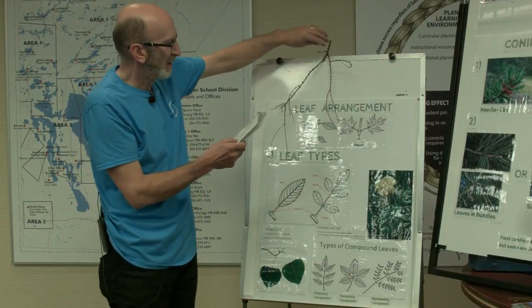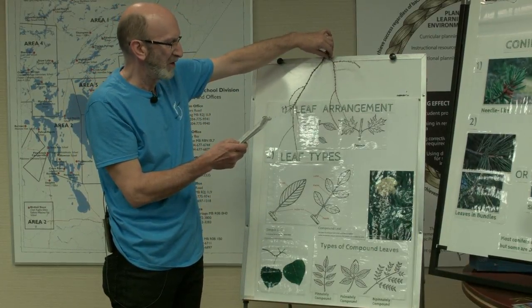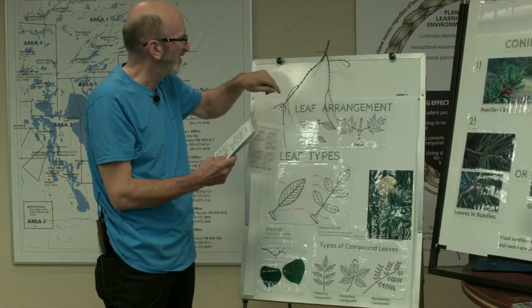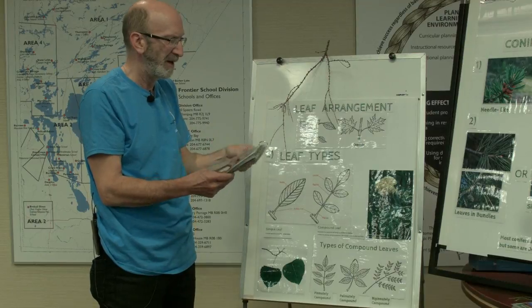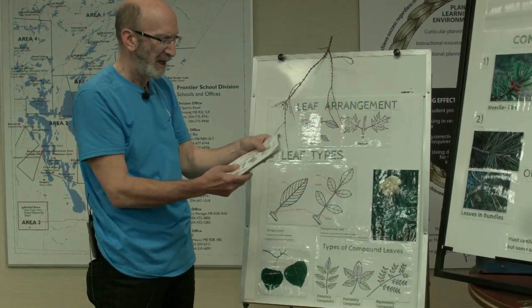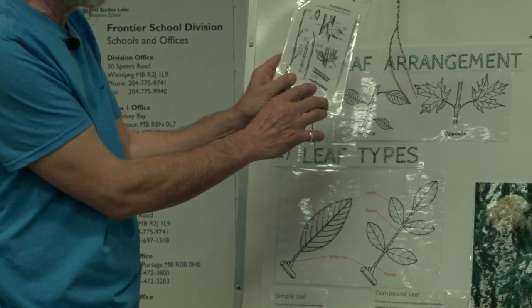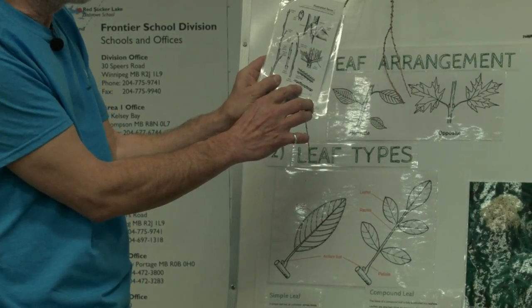Then the next question you look at: are there spurs on the twigs or not? Spurs are those small little peg-like structures that you can see sticking out of the stem on a tree. If you look in the field guide, you can see that they're marked and there's an example of it diagrammatically.